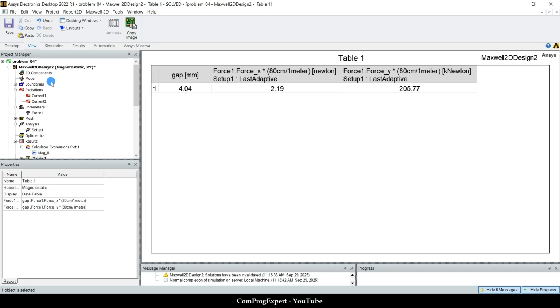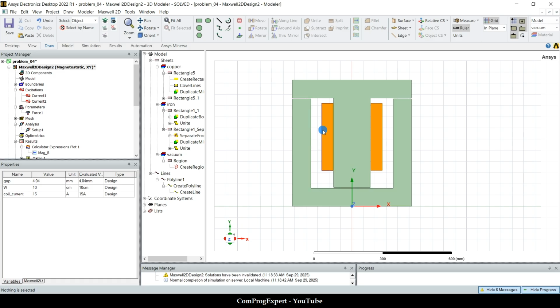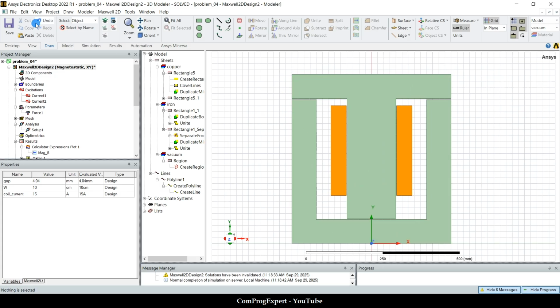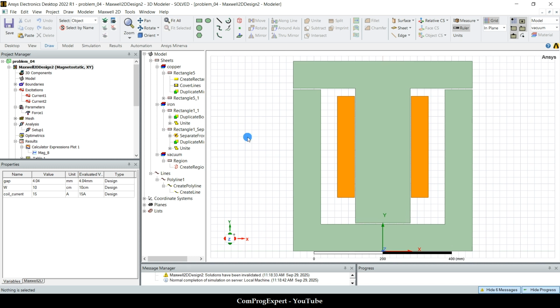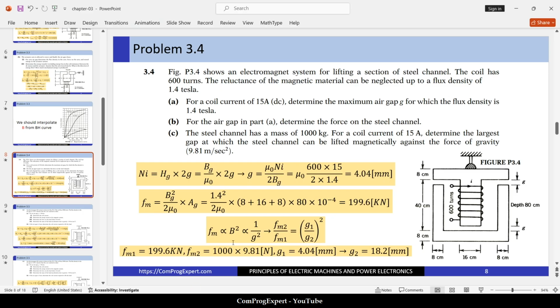So this is the exact calculation using the finite element software, considering the leakage fluxes that we have, fringing effects, and so on. But still, our approximation works good. Okay, we approximated this number with a good precision.